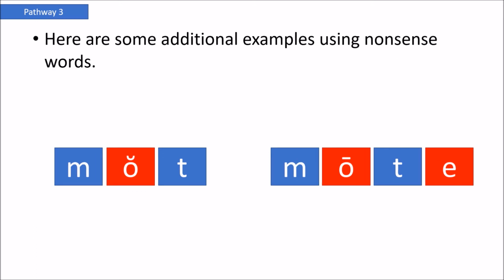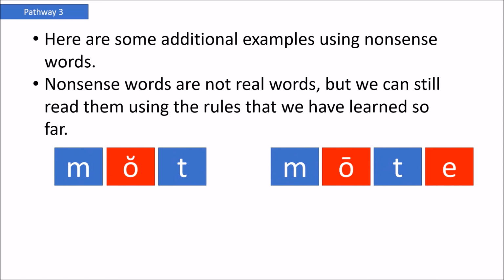Here are some additional examples using nonsense words. Nonsense words are not real words, but we can still read them using the rules that we have learned so far. For example, the first word on the left would be pronounced mot. How do I know this? I know this because it is a closed syllable word. It is a one-syllable word. The last letter in that syllable is a consonant, closing in that vowel and making the vowel sound short. Mot.